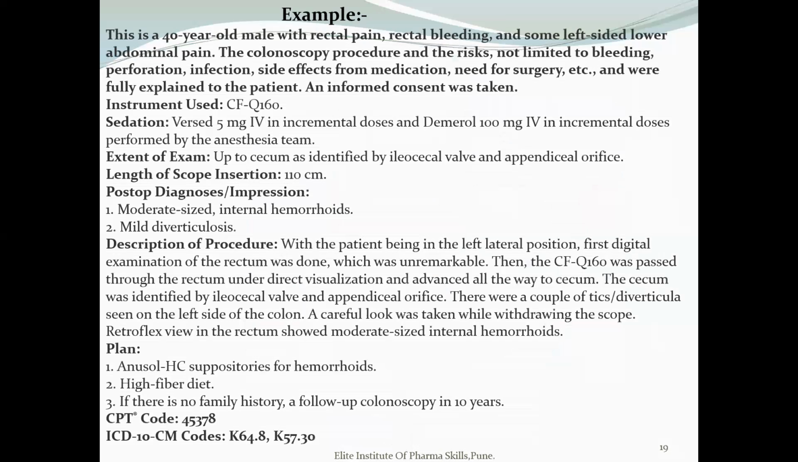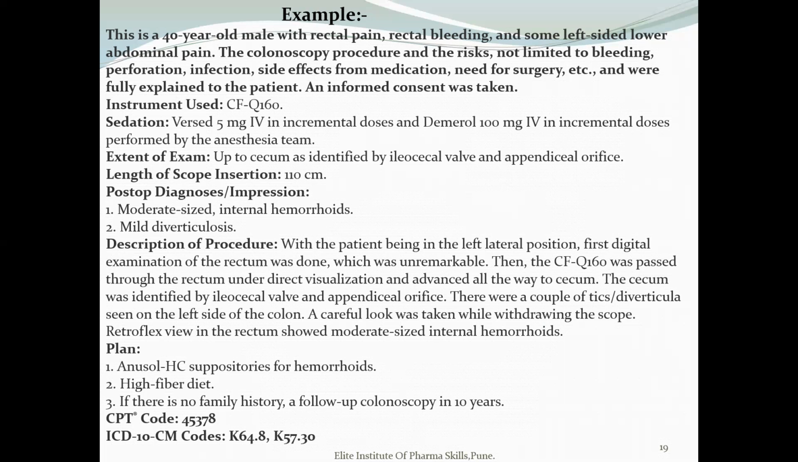We'll have an example to get a brief idea about what is actually medical coding. This is a 40-year-old male with rectal pain, rectal bleeding, and some left sided lower abdominal pain. The colonoscopy procedure and the risks, not limited to bleeding, perforation, infection, side effects from medication, need for surgery, etc., were fully explained to the patient, and informed consent was taken. Instrument used CF Q160. Sedation with Versed 5 mg IV in incremental doses and Demerol 100 mg IV in incremental doses performed by the anesthesia team.